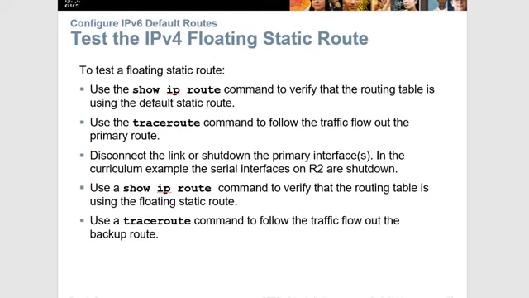To test the floating static route, you can verify that it's there in the routing table with a show IP route. If you do a trace route command, you can see the path that the traffic is flowing. And if you want to test that floating static route, you're basically going to disable the link for your primary route and see if the floating static route kicks in. And it should, if you configured it correctly, go ahead and use that backup route if you shut down the link for the primary route.